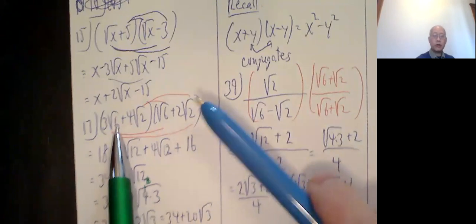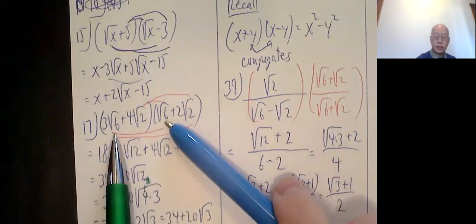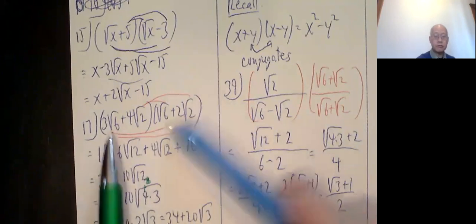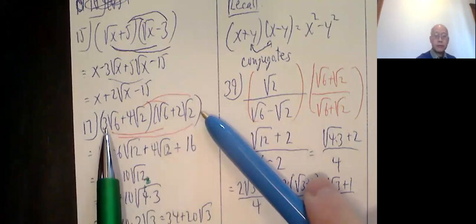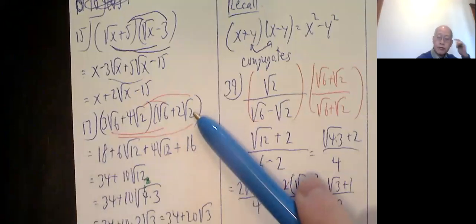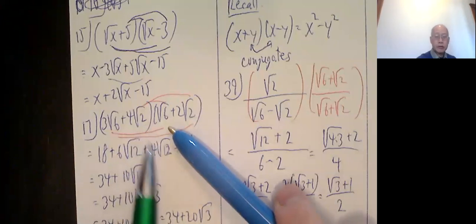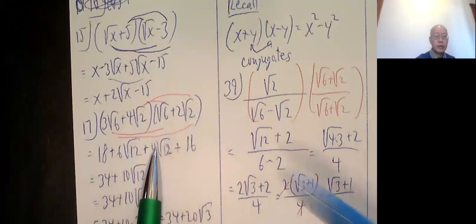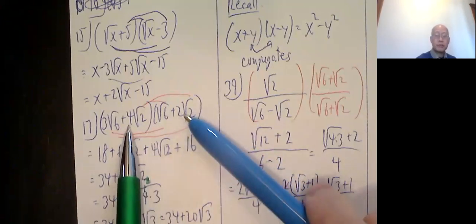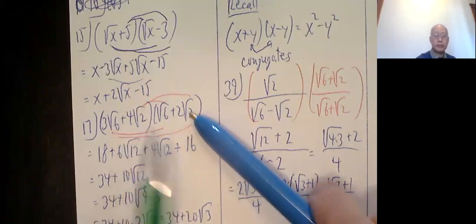This one, FOIL. First, 3 times radical 6 times 3... 3 radical 6 times 3 radical 6 is 18. Outer, 3 times 2 is 6, radical 6 times radical 2 is radical 12. Inner, 4 times radical 2 times radical 6 is also radical 12. And last, 4 times 2 is 8, radical 2 times another radical 2 is 2. 8 times 2 is 16.